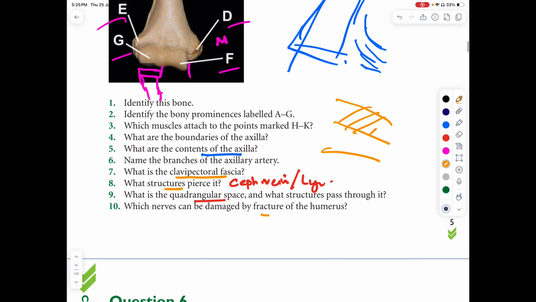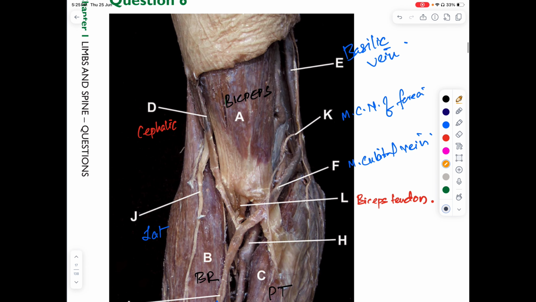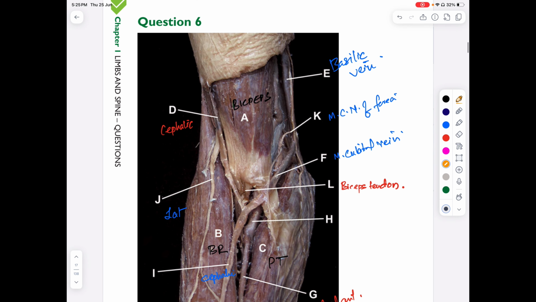The nerve damage: the axillary nerve at the surgical neck, the radial nerve at the junction of the shaft, and the ulnar nerve at the medial epicondyle, and the median nerve at the supracondylar region. So this is another station which gives the idea of the cubital fossa.